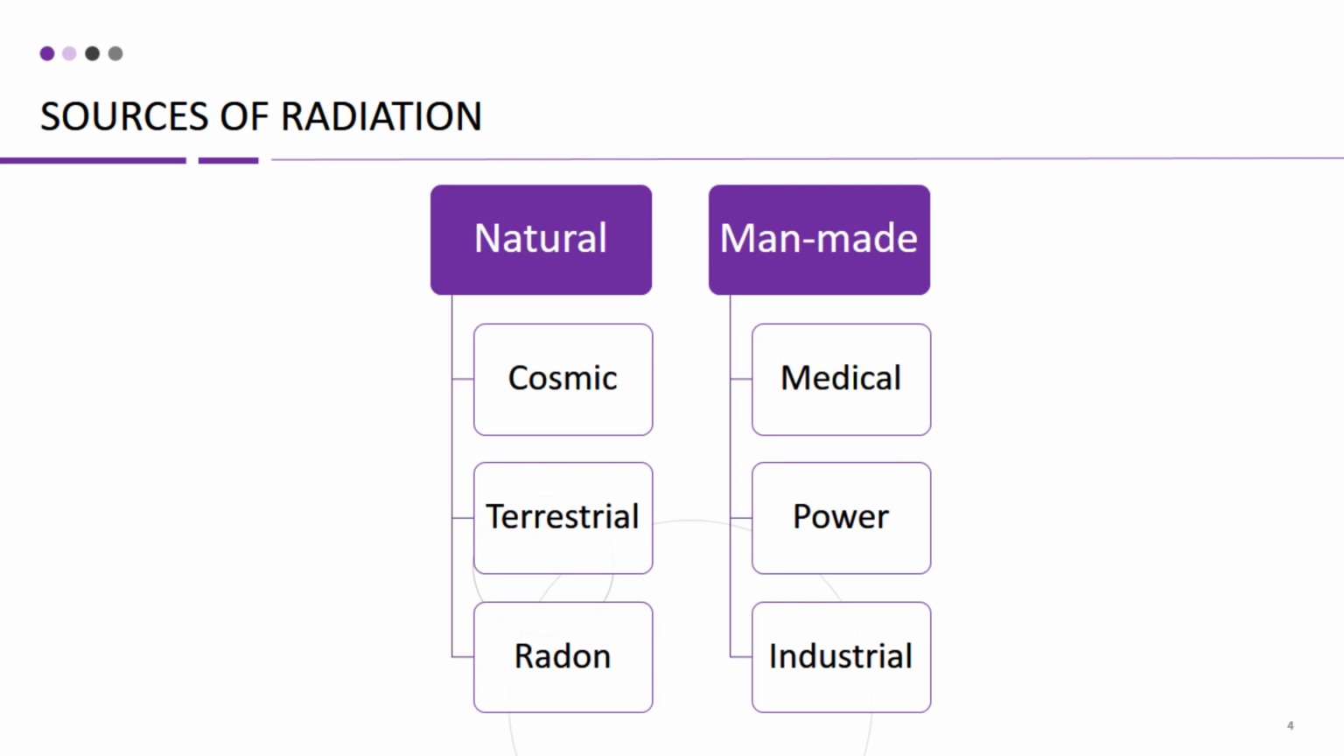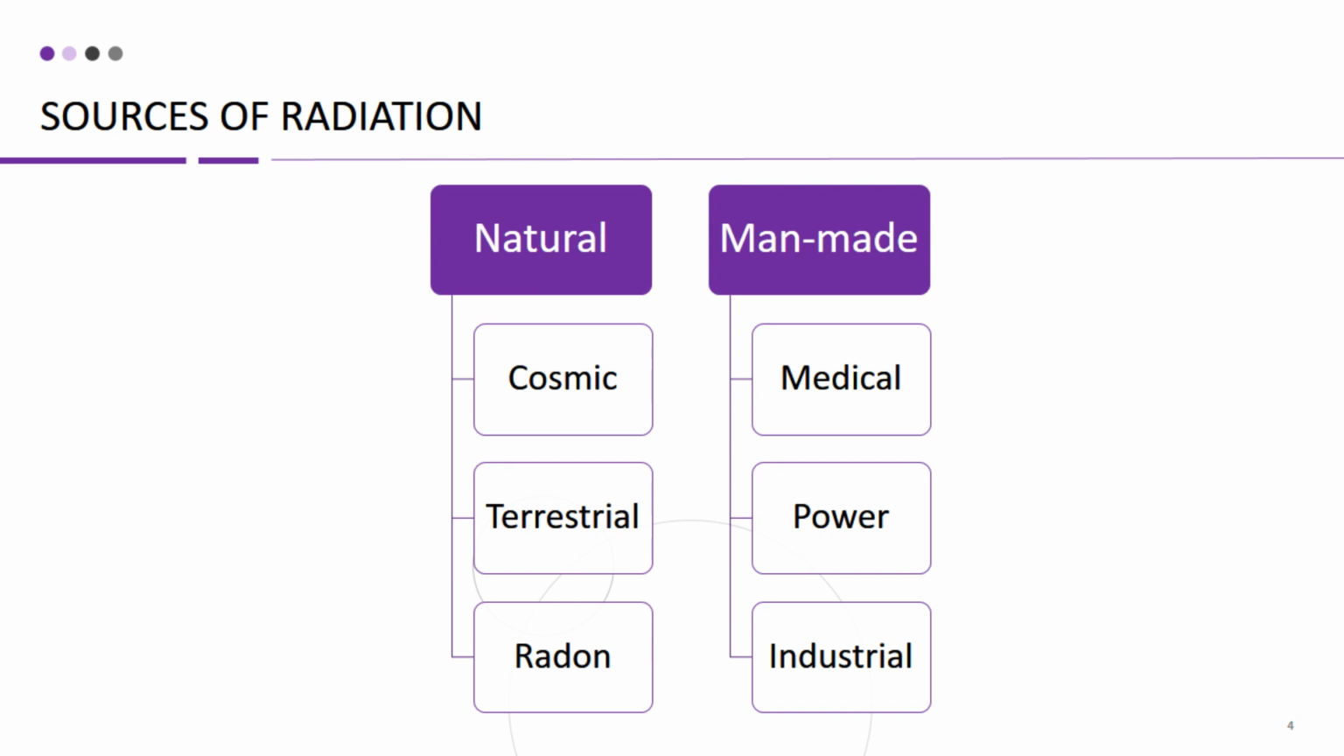Radiation can come from both natural and man-made sources. For natural sources of radiation, we have cosmic radiation, terrestrial radiation, and radon. Cosmic radiation comes from space and is present on Earth's surface. It is a form of ionizing radiation that penetrates the atmosphere and can expose humans to low levels of radiation.